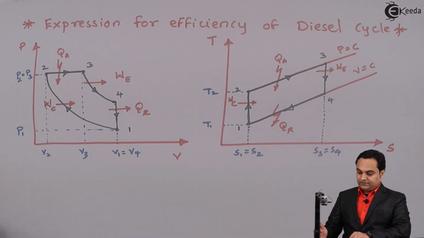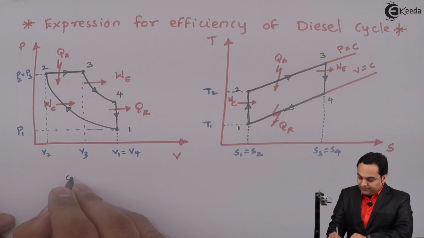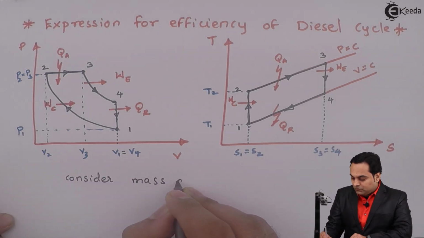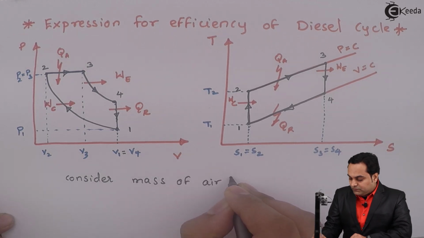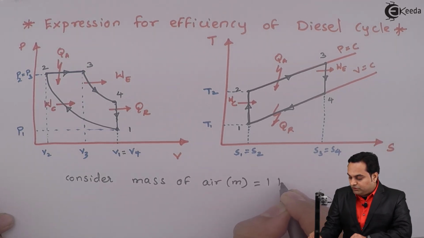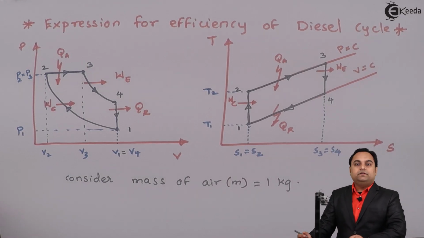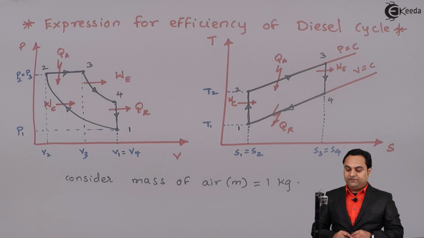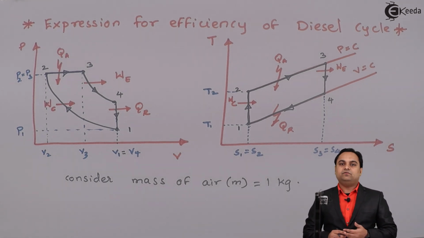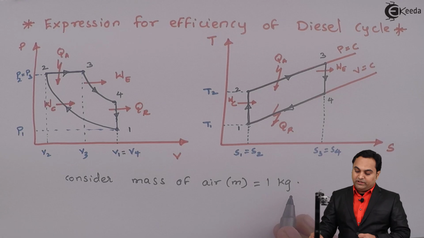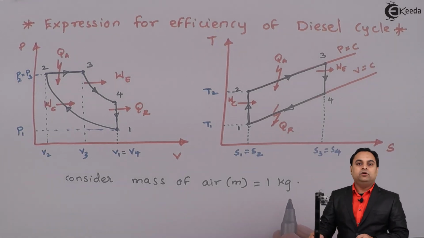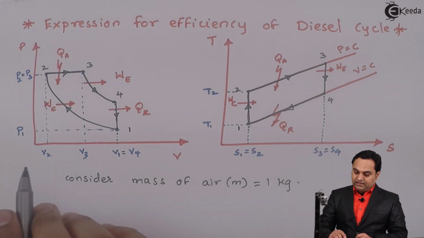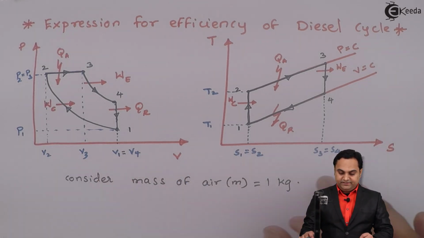Next, I'll say that consider the mass of air, that is small m, is equal to 1 kg. That is the assumption for us. Here we are assuming, in the derivation of the diesel cycle, that the mass of air which comes inside the engine is 1 kg, and that we are going to keep it constant, that is the mass won't change.